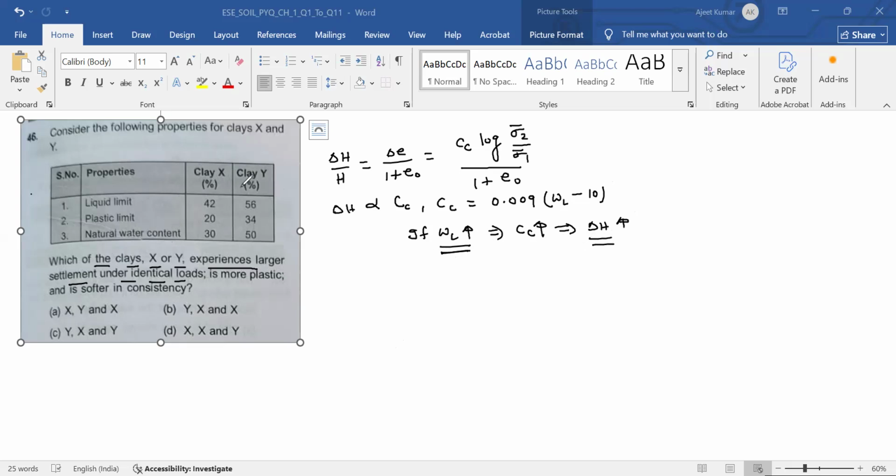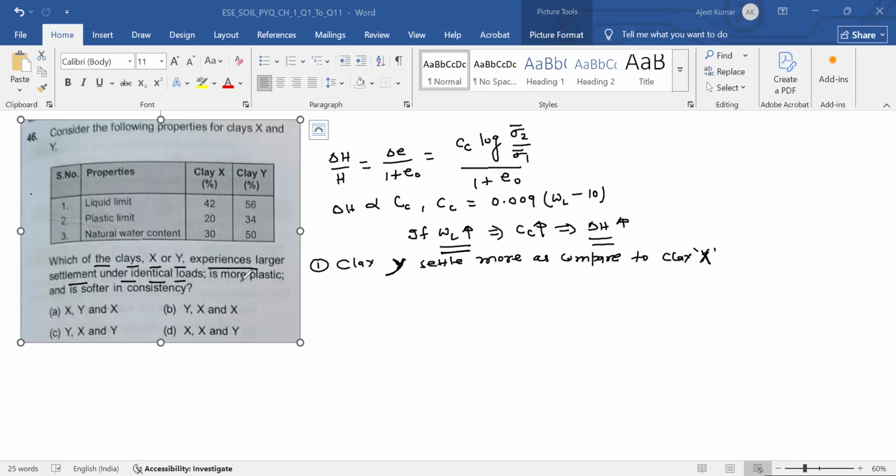So for higher liquid limit, the settlement will be more. In this case, liquid limit of Y is higher, therefore clay Y will settle more as compared to clay X. Okay, so this is the first one.